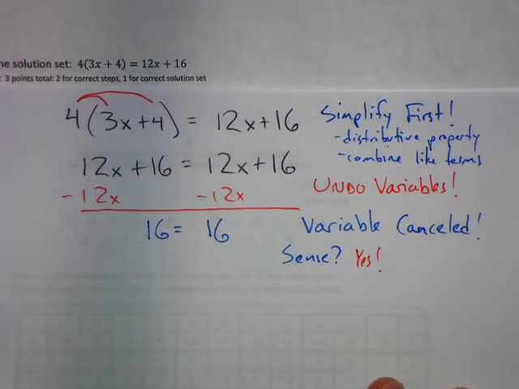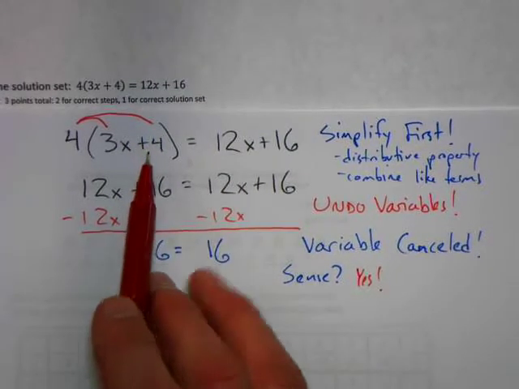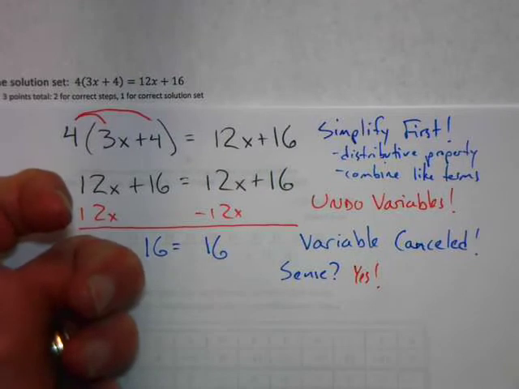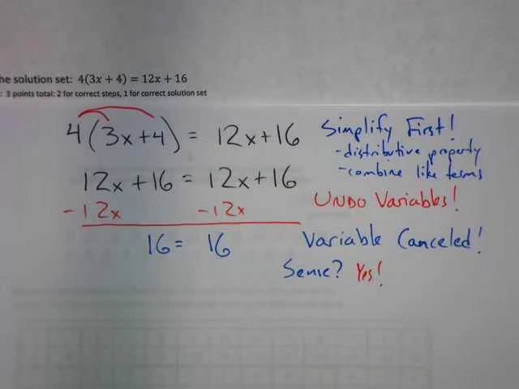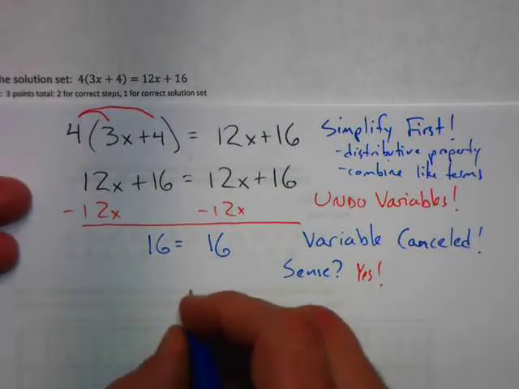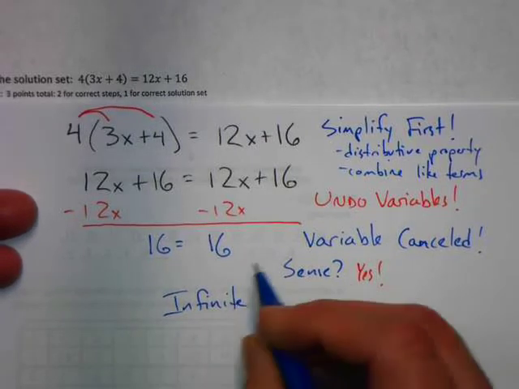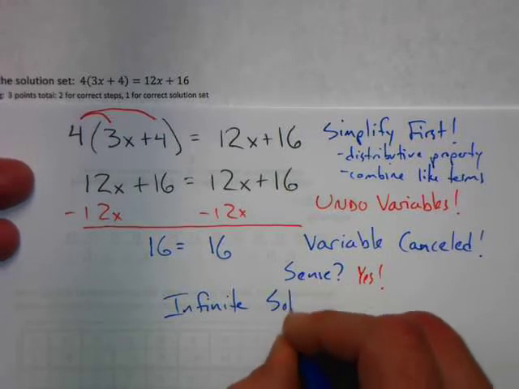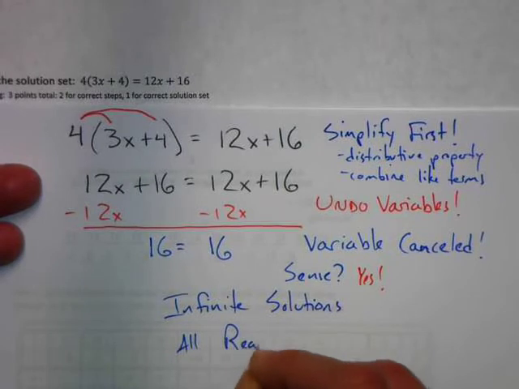What it means is that no matter what we plug in for x, we are going to have a true statement. So it doesn't matter what we plug in for x, we're always going to have a true statement. Something on the left-hand side is equal to something on the right-hand side. So what this means is we have infinite solutions. Okay, so we have infinite solutions, or all real numbers are answers for x. All real numbers is the solution set. So we can call it infinite solutions, or we can call it all real numbers.